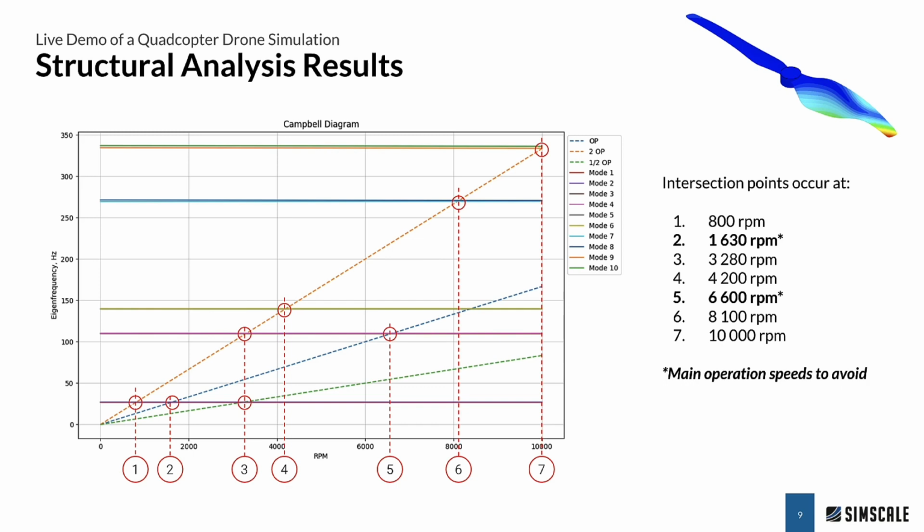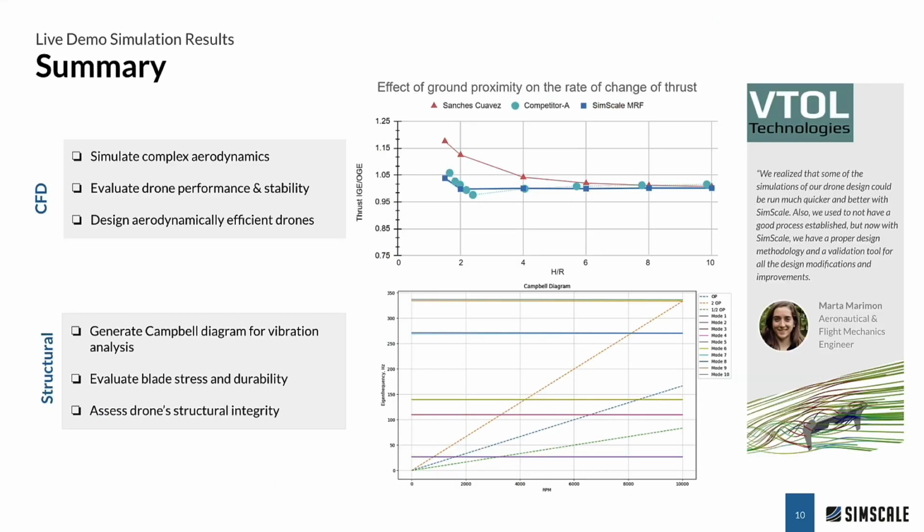Okay, so that's the results from each of those. In summary, we've looked at how we can analyze the effect of ground proximity. With SimScale, we can simulate complex aerodynamics, evaluate drone performance and stability, and design aerodynamically efficient drones. And from the structural point of view, we've looked at how we can generate a Campbell diagram to mitigate for vibration, evaluate the stresses and the durability of those components, and assess the drone's structural integrity. Thanks.